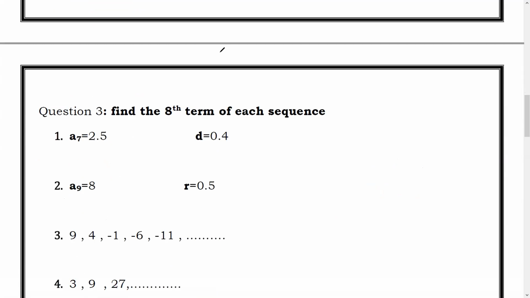Teacher, are you going to send this worksheet and the key answers? Yes, the worksheet, but no, not the key answers. You have to write it now, or you have to rewatch the video.